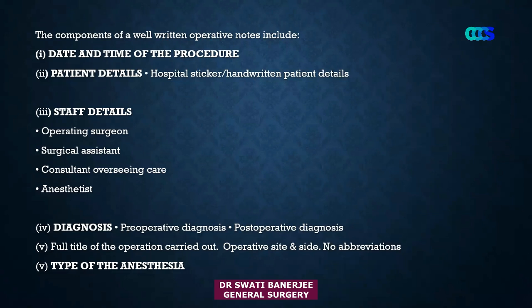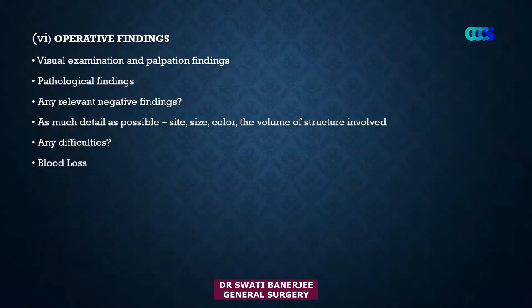Then you would mention the full title of the operation which is to be carried out. Never ever omit the site, specifically in surgeries which are bilateral, like for extremities or inguinal hernias. Always do mention the site. Don't use any abbreviations. And mention the type of anesthesia, if you are giving a regional anesthesia or a general anesthesia. Then comes the operative findings, the visual examination and the palpation findings.